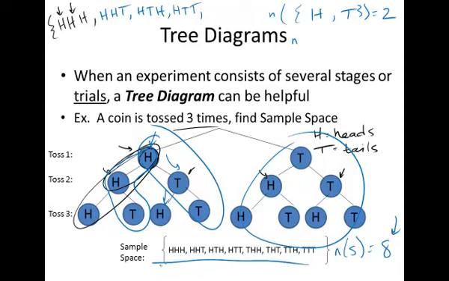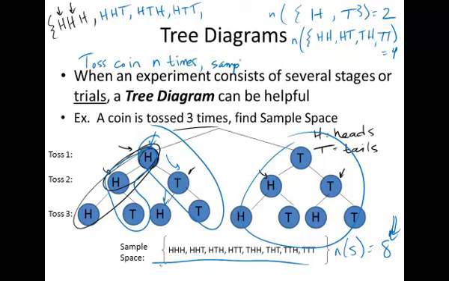Then if I go for 2 tosses, HH, HT, TH, TT, right? There's 4. And then here there was 8. So what is the pattern of 2, 4, and 8? Well, the pattern is that if we toss the coin n times, then the cardinality, so the sample space, will have 2 to the n, right? The sample space will have 2 to the n.